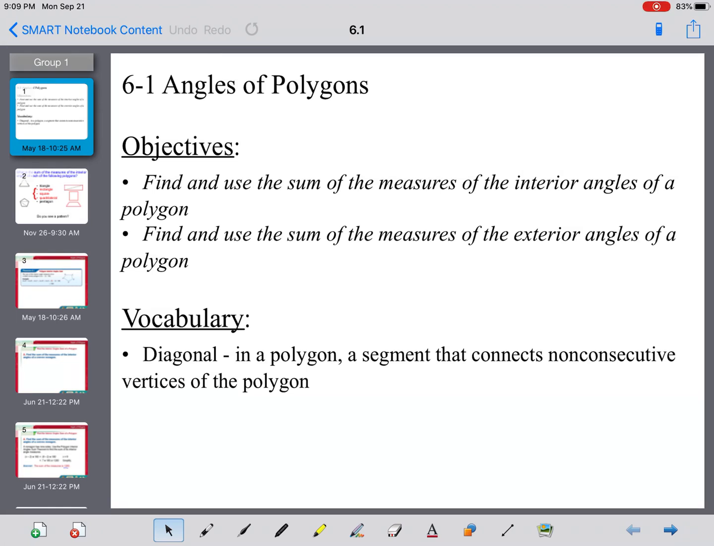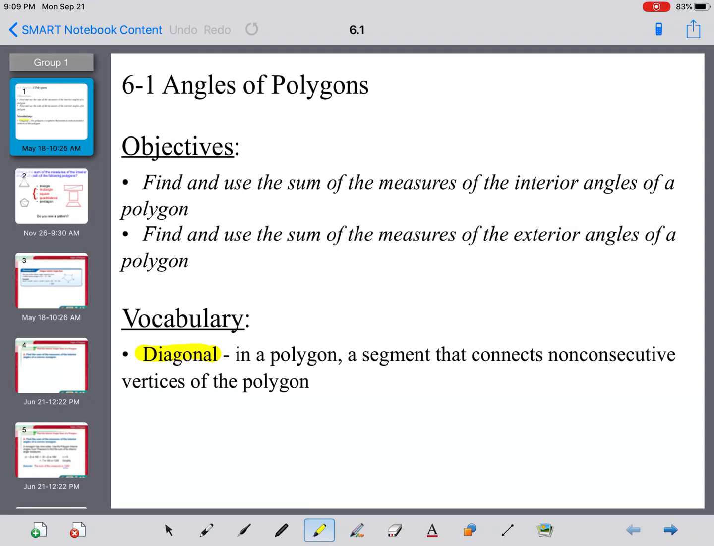Now, these next sections we're going to do are something that's going to carry through with us because we're going to use and reuse some of these ideas. We're talking about the angles of polygons, and we're going to talk about the interior angles, and we're also going to talk about the exterior angles.